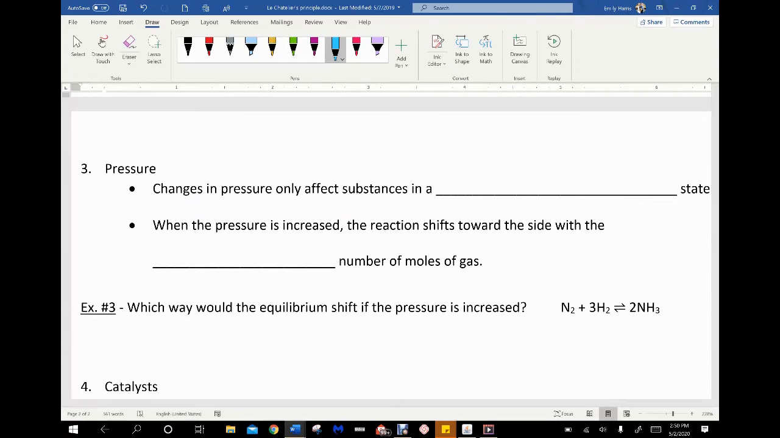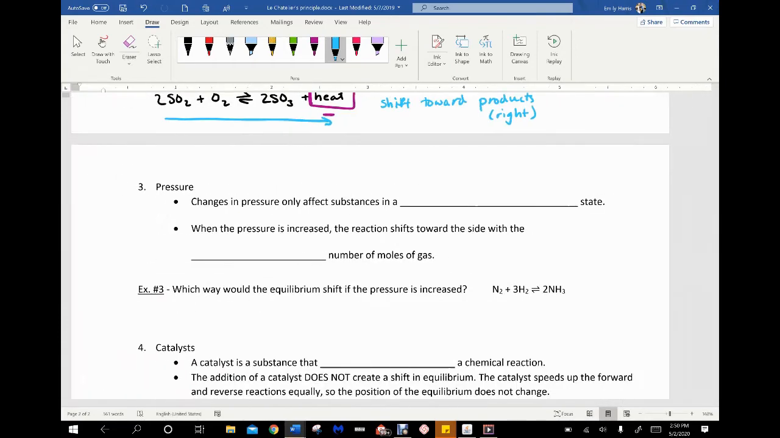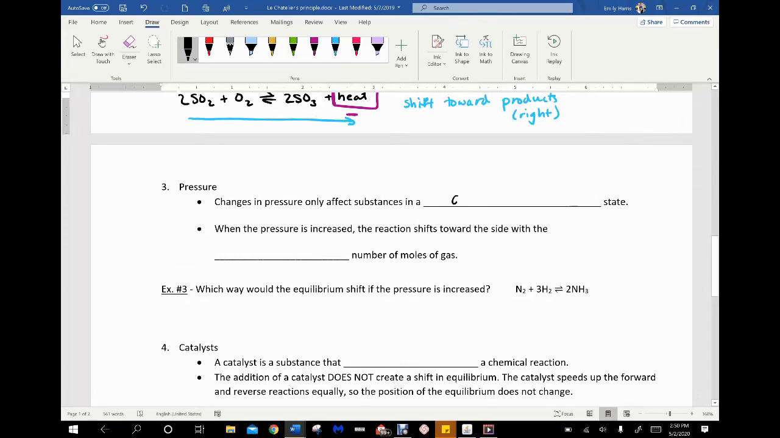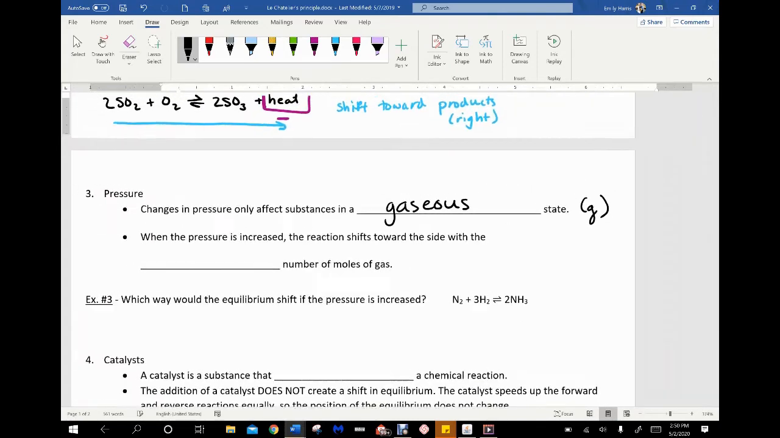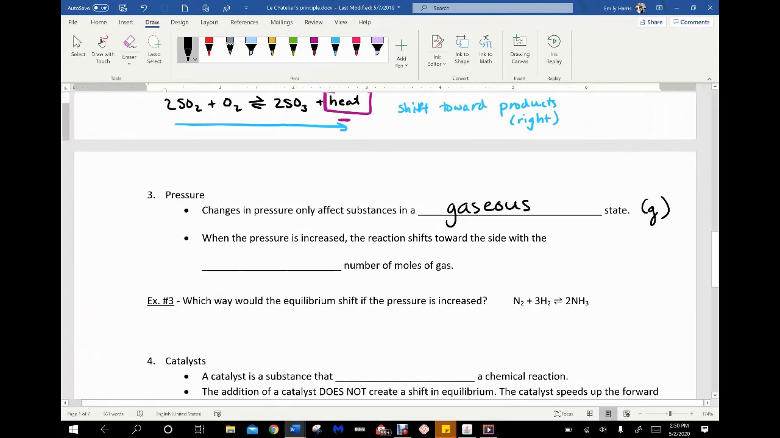Now this affects substances that are in the gaseous state. So essentially that just means that they're gases, and you'll be looking for that little symbol with a G. Now again, gases, because they tend to be fast-moving particles that are small, they can occupy whatever space their container gives them. But if you apply more pressure, that gives them less space to move around.